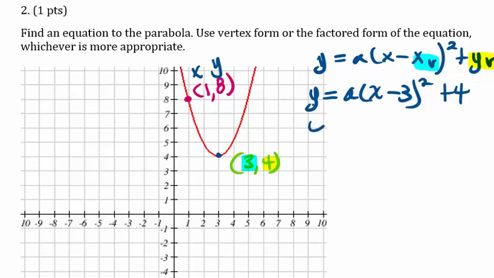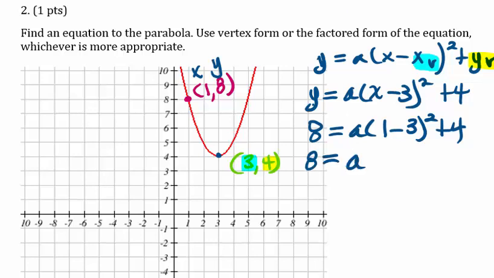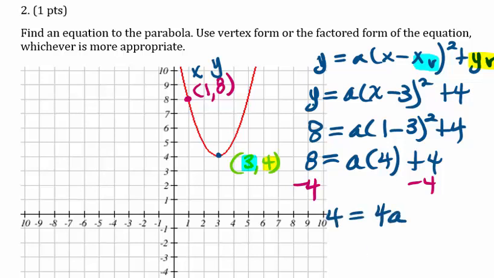So 8 equals a times (1 minus 3) squared plus 4, and we solve this equation for a. So 8 is equal to a times 1 minus 3, which is negative 2. Negative 2 squared is 4. So 4a plus 4, and subtract 4 from each side. Okay, and so we get 4 is equal to 4a, and then divide both sides by 4. So a is just 1.